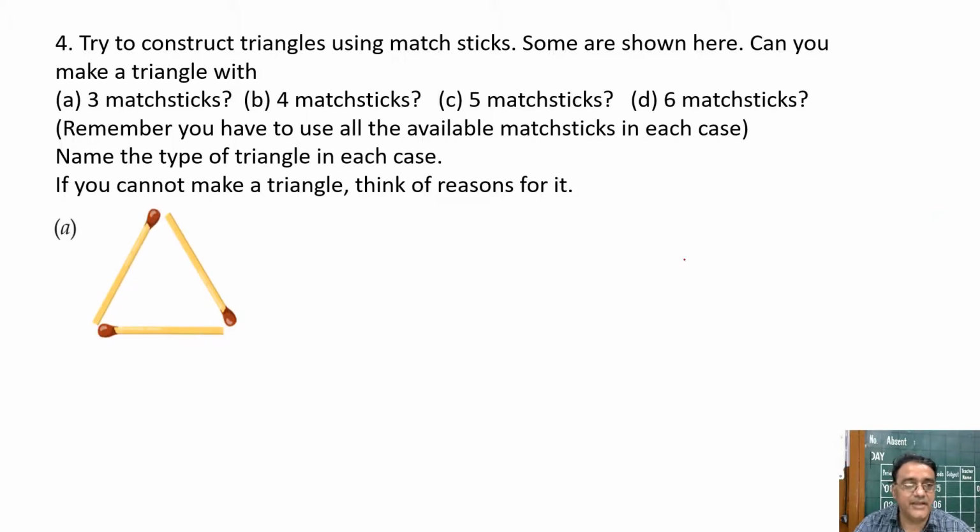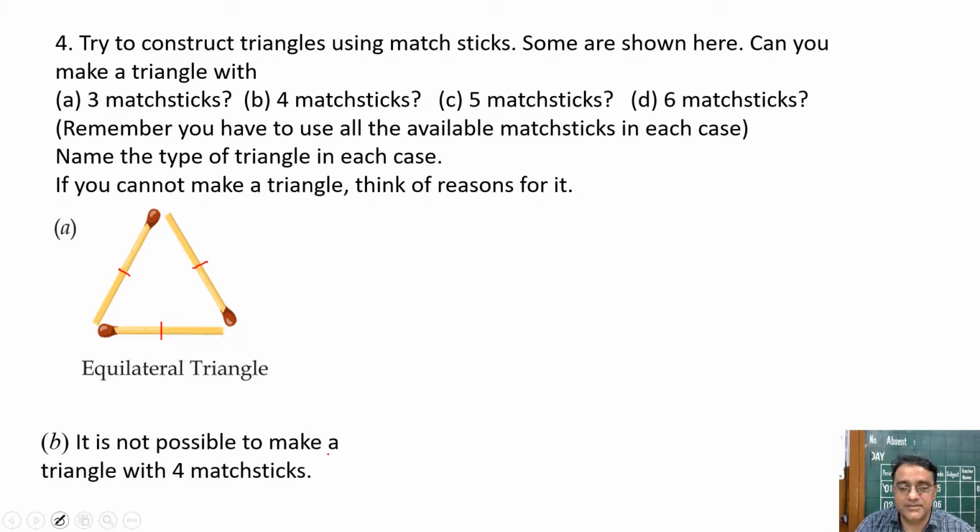See, 3 matchstick. We formed one triangle, and as the same matchsticks we have used, the lengths are equal. All three lengths are equal. This one also, and this one. So this will form an equilateral triangle. Now the next, 4 matchsticks, it is not possible to make a triangle with 4 matchsticks. Sir, because a triangle has 3 sides only. I will demonstrate in the next slide. Okay, why is it not possible?